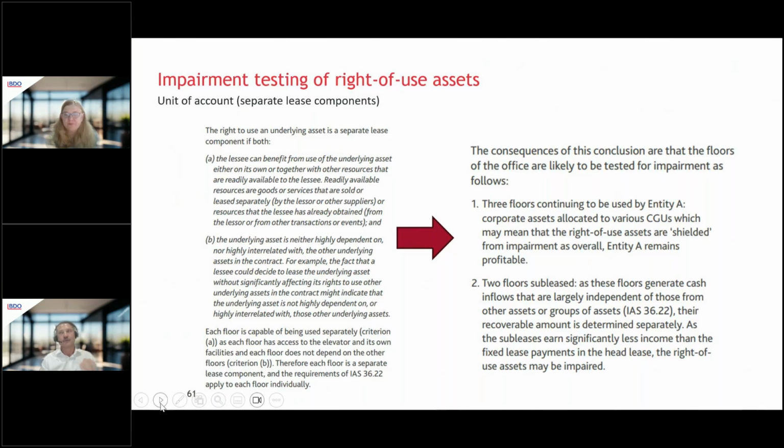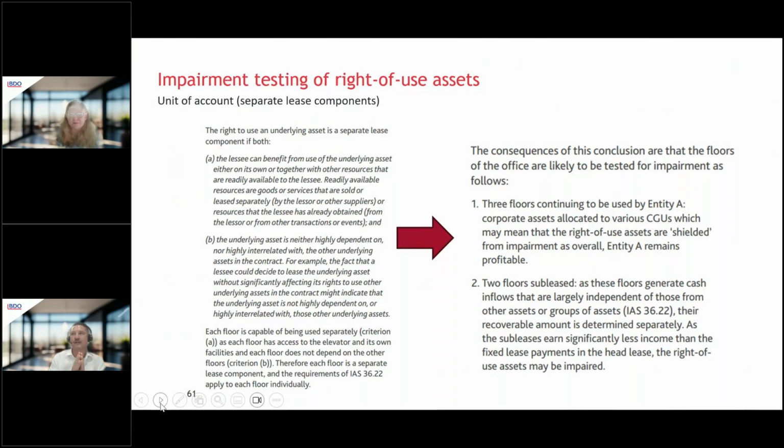They should be accounted for as separate floors if they actually meet the separate unit of account criteria as separate lease components. And that then allows you to align it with the impairment testing. Is it part of a CGU or does it have its own independent lease test? You could technically have, as this example shows, 5 floors in a building, 2 of which are subleased and therefore they're their own cash inflows and therefore tested by themselves, and the other 3 which are included as part of a broader CGU for testing, depending on how they're identified as separate lease components.